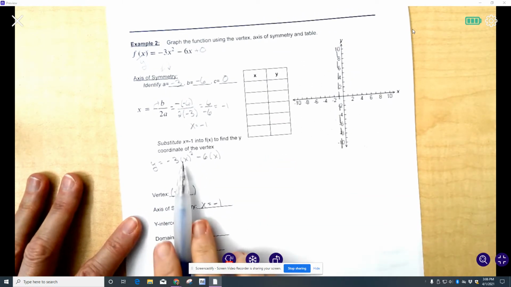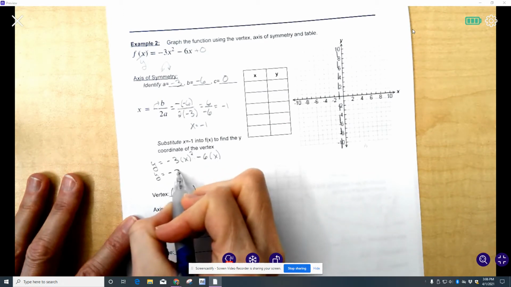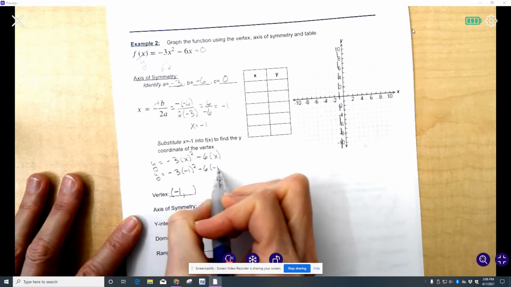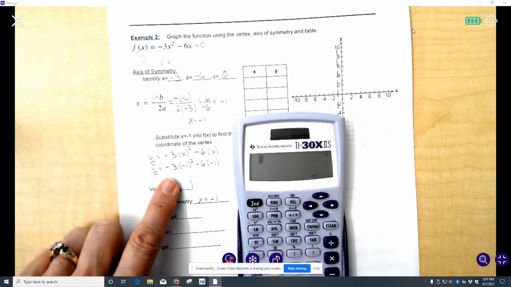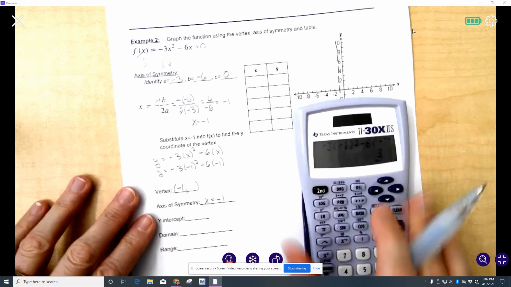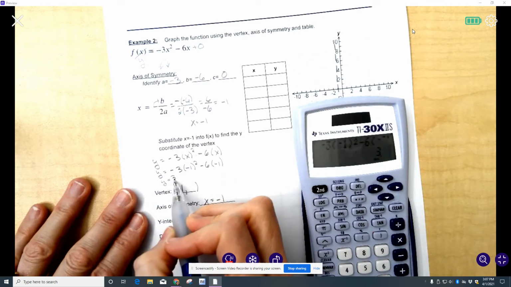And what am I going to do? I'm going to substitute in -1 wherever there's an x. So y equals -3(-1)² minus 6(-1). So let's put that in our calculator. So I have -3. Be careful with this one. You have a lot of negatives. -3(-1)² minus 6(-1) equals 3. So when x is -1, y is 3.